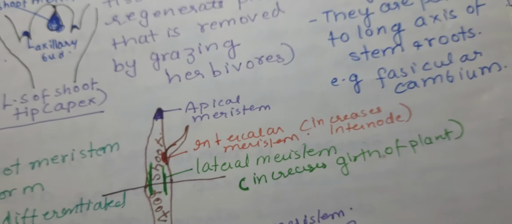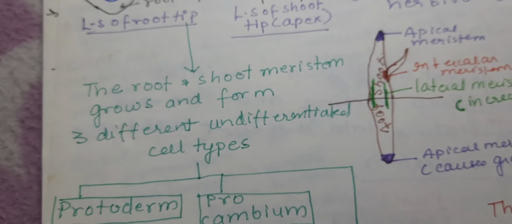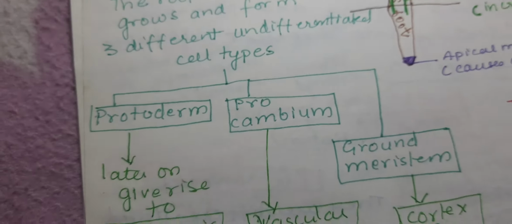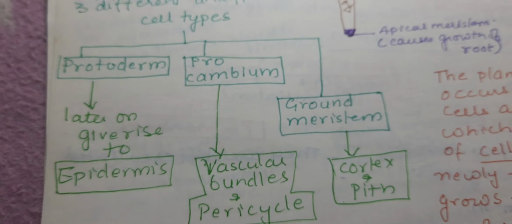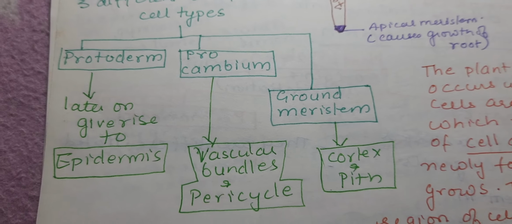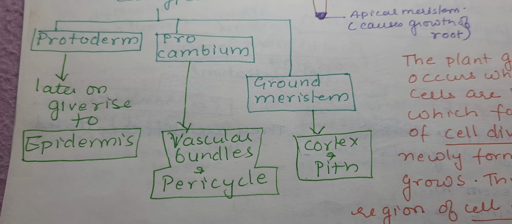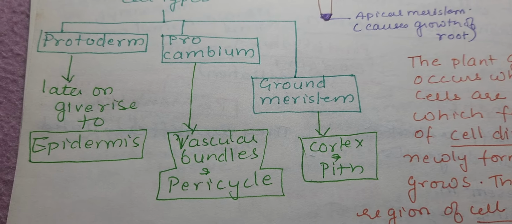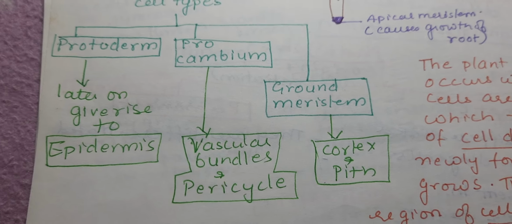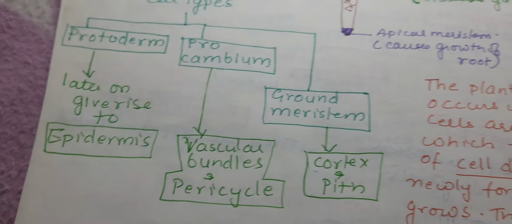Okay, so the root and shoot meristem grows and form three undifferentiated cell type, which are protoderm, procambium and ground meristem. Protoderm later on give rise to epidermis. Procambium give rise to vascular bundles and pericycle. Ground tissue give rise to cortex and pith. Now we will see that what are these cells and how are they arranged in the plant.